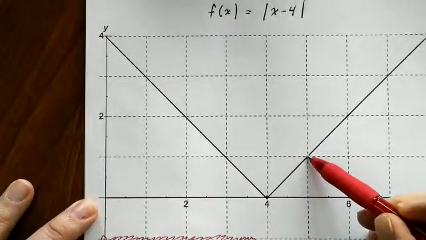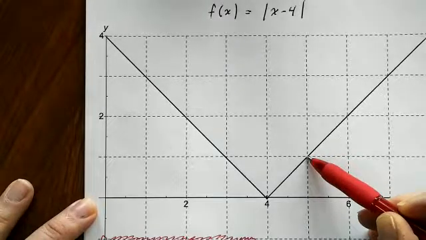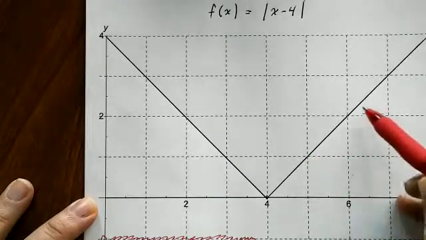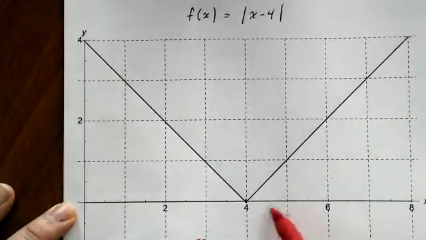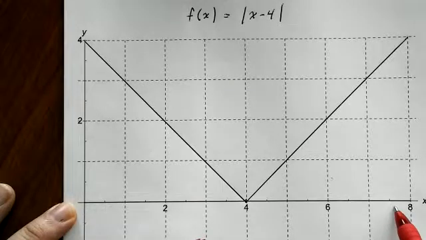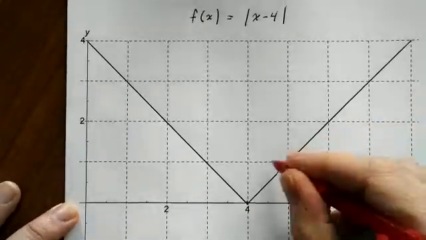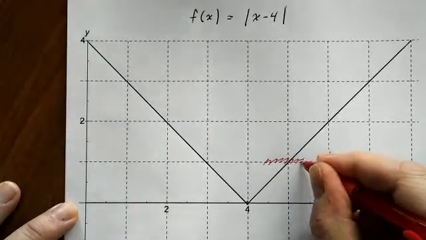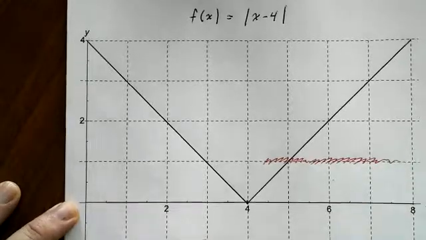Likewise, if I look at f at 5, the slope of f at 5 is 1. The slope of f at 6 is 1. The slope of f at 7 is 1. At every x value between 4 and 8, except 4, the slope of f is 1. So that means the derivative will look like this for values in between.